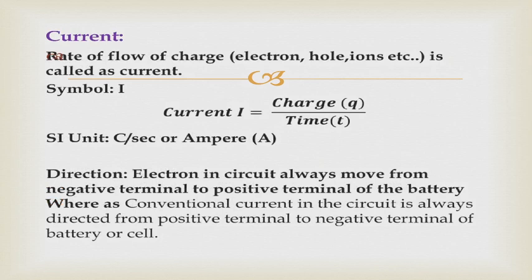The next very important parameter in electronics is current. It is simply defined as the rate of flow of charge. So you can see current is a ratio of charge upon time. In terms of derivative, it is represented as dq by dt, and generally the unit used is ampere, in the name of the scientist Ampere.